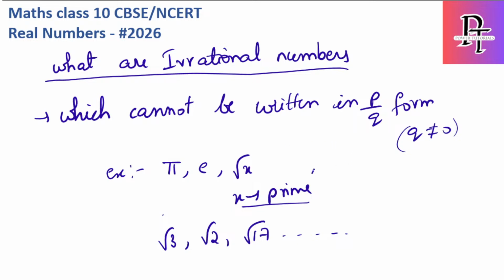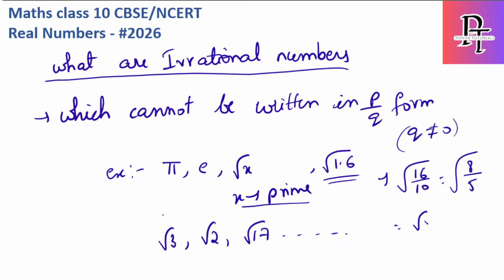For example, I can also say root of 1.6. This is also irrational because root of 1.6 I can write as root 16 by 10, or else I can also say it is root 8 by root 5. Root 5 is irrational because I told you root of any prime number is irrational. The product or division of such numbers is also irrational.